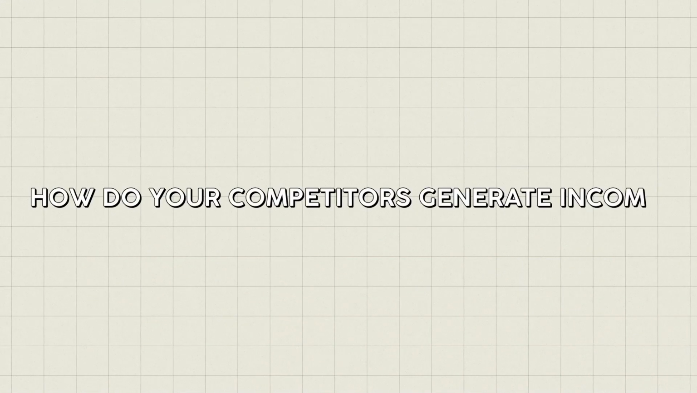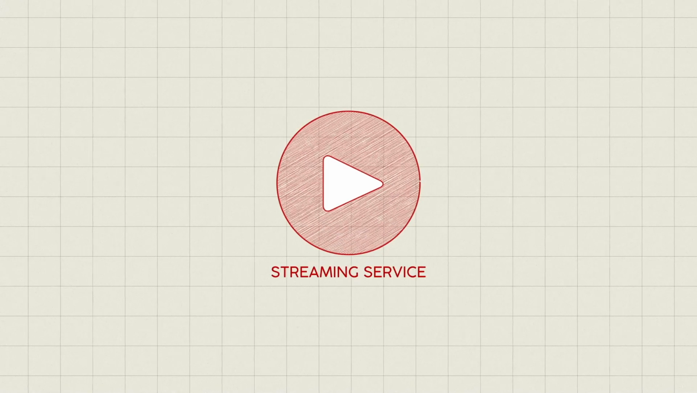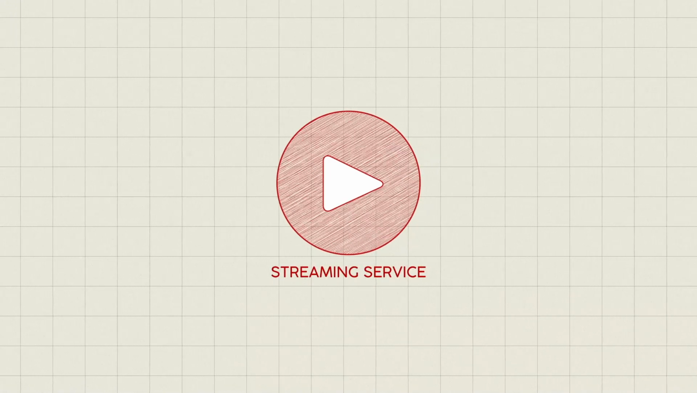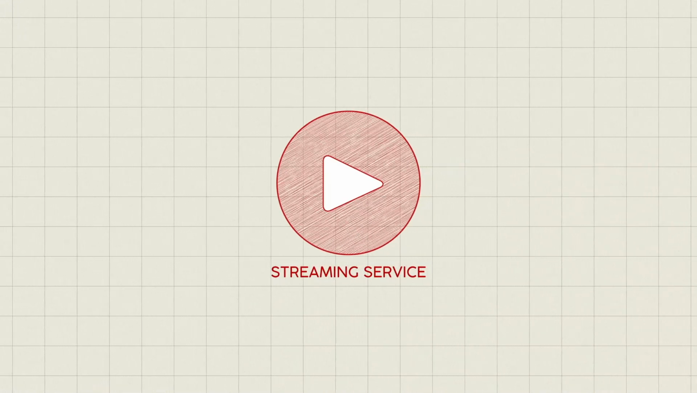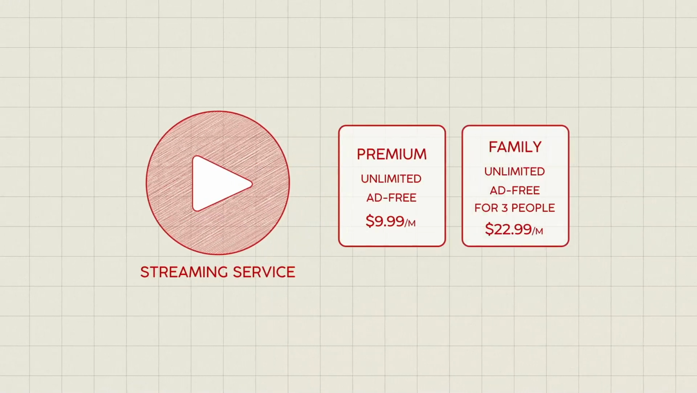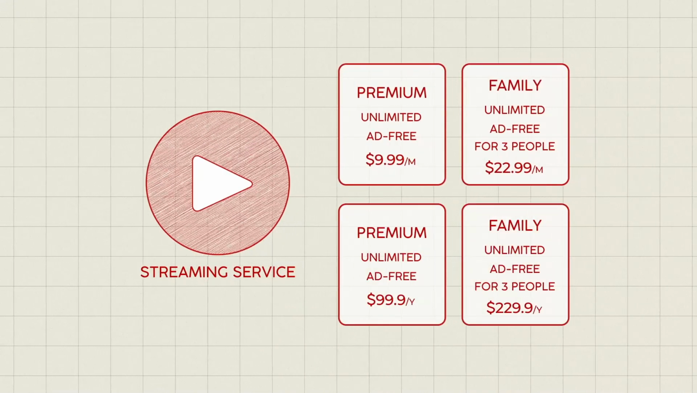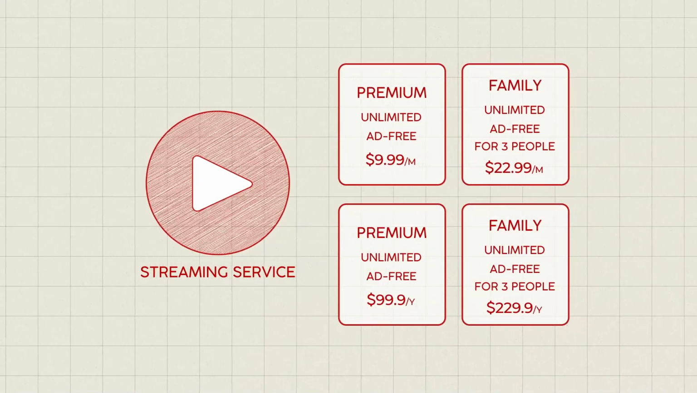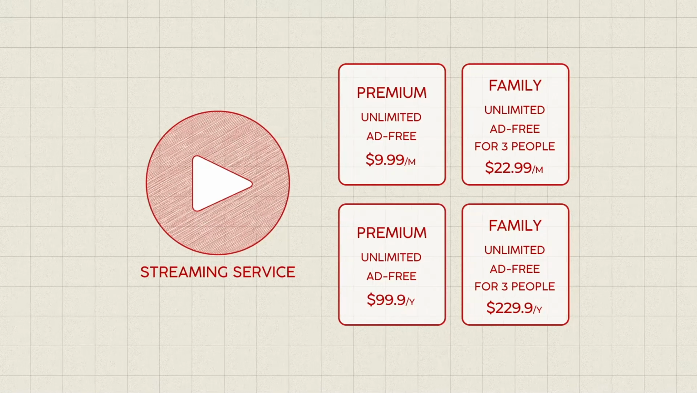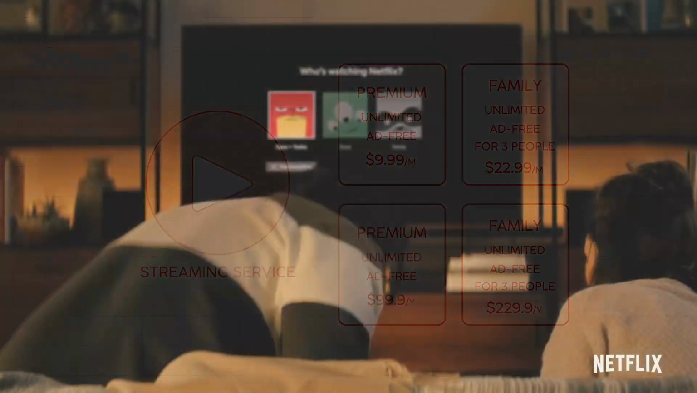And finally, how do your competitors generate income? When a new streaming service appears on the market, you can be sure it will have a subscription-based model with at least two pricing tiers, for one person and for a family. They also often have a yearly subscription that is cheaper than monthly payments. These cues help industry newcomers understand what's expected from that type of business and learn by example.